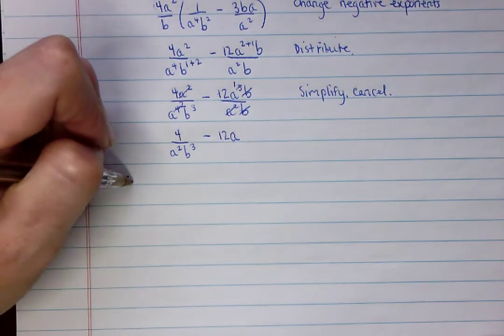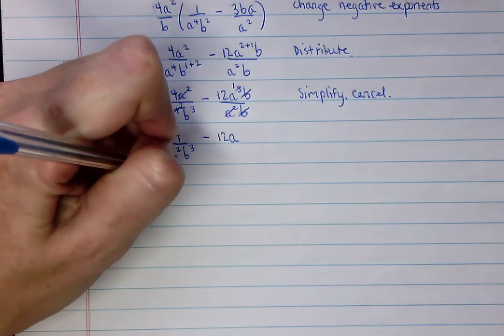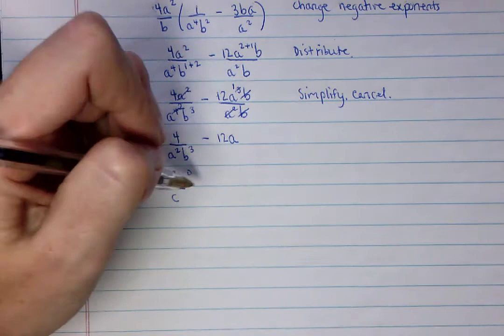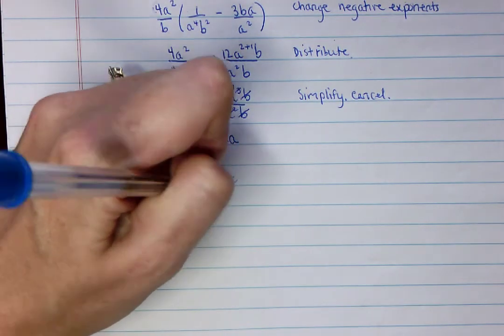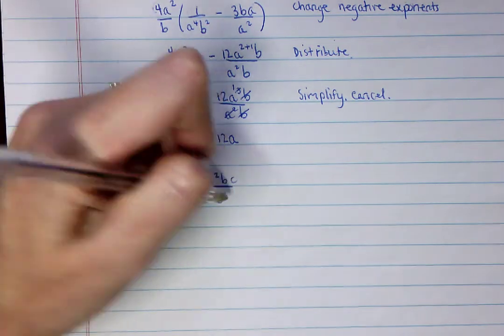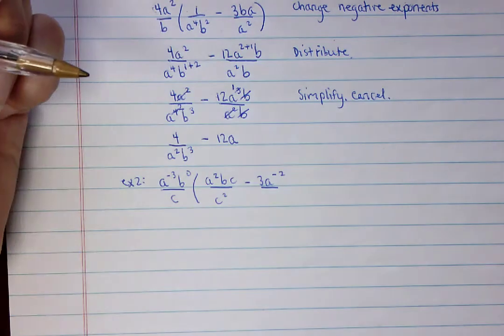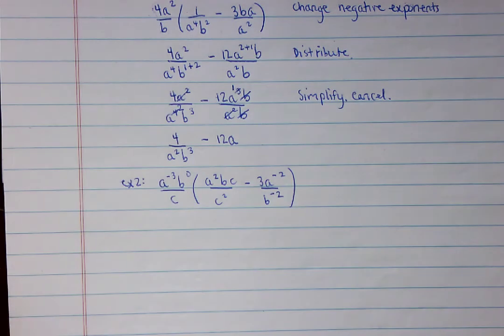So this is example 2. Example 2, very similar. We've got a to the negative 3, b to the 0 over c. And we're multiplying that by a squared bc over c squared minus 3a to the negative 2 over b to the negative 2. So again, first thing, let's change the negative exponents and make them positive.